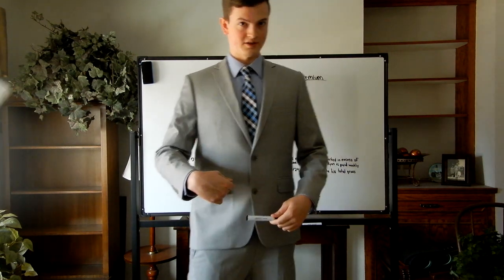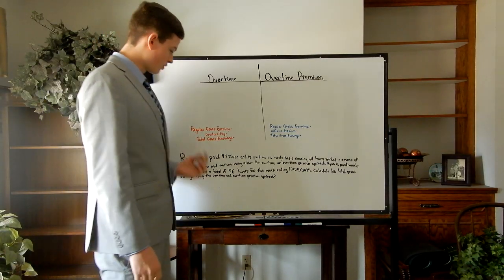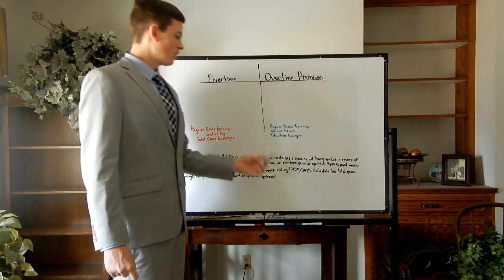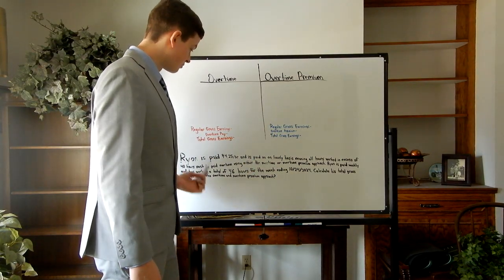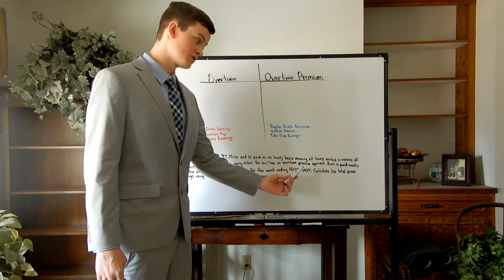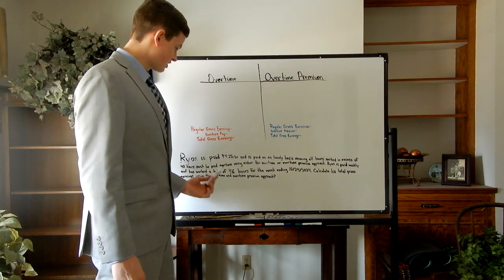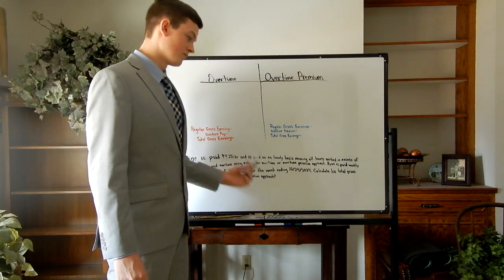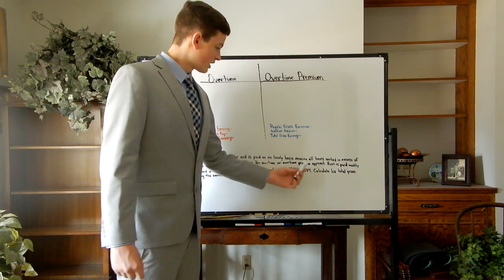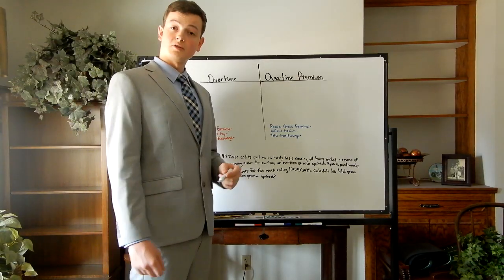Alright, let's get started. So, the problem here is Ryan is paid $14.25 per hour and is paid on an hourly basis, meaning all hours worked in excess of 40 hours must be paid overtime using either the overtime or overtime premium approach. Ryan is paid on a weekly basis and has worked a total of 46 hours for the week ending October 24th, 2024. Calculate his total gross earnings using the overtime and the overtime premium approach.